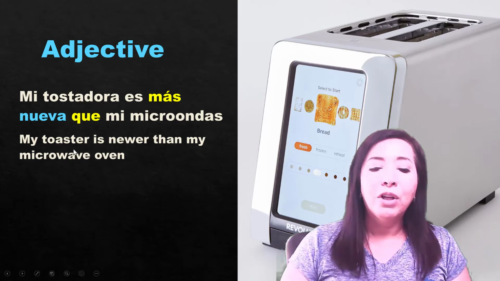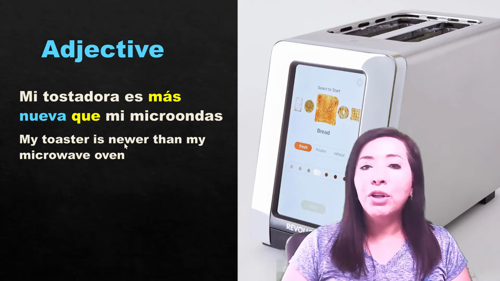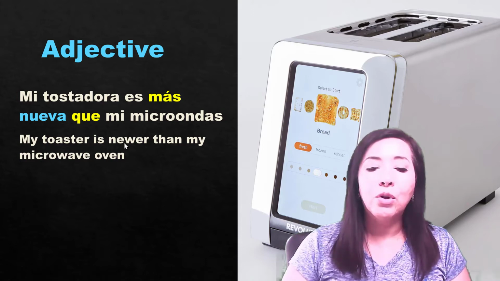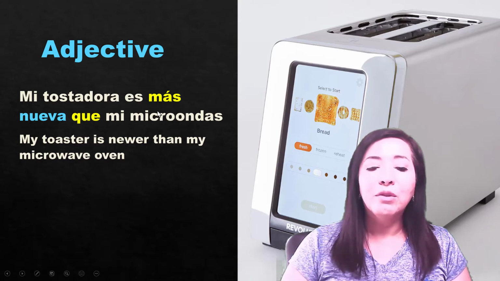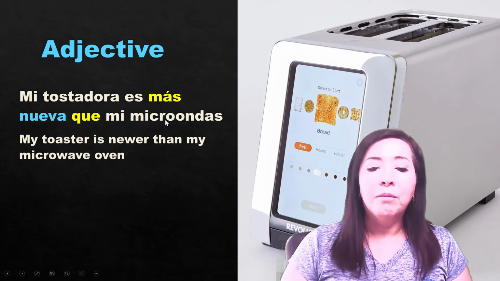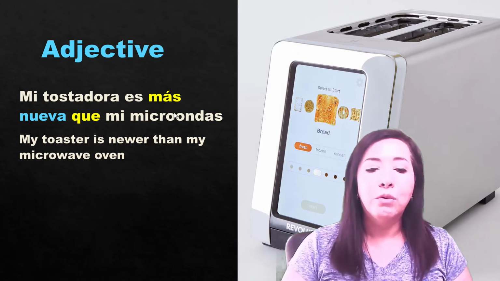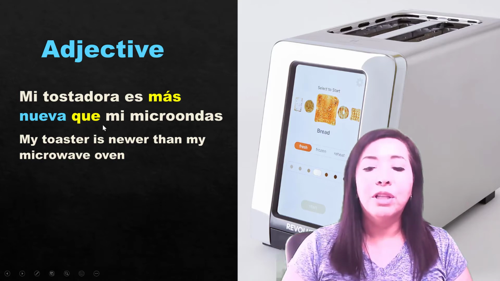Okay. Now, notice that in English, you say my toaster is newer than my microwave oven. So you just added er to the word new. In Spanish, we don't have that. That does not exist. So if we were going to translate this literally, it would say my toaster is more new than my microwave oven. Okay, so it's always going to be más que. You don't have to worry about having to add something to the adjective, to the word that describes whatever it is you're trying to compare.